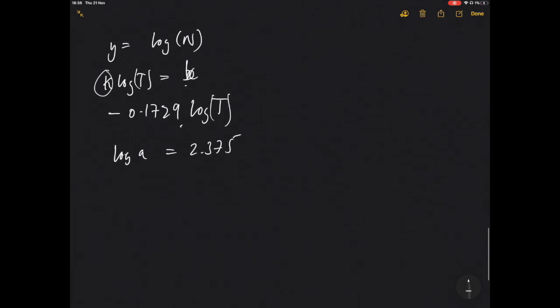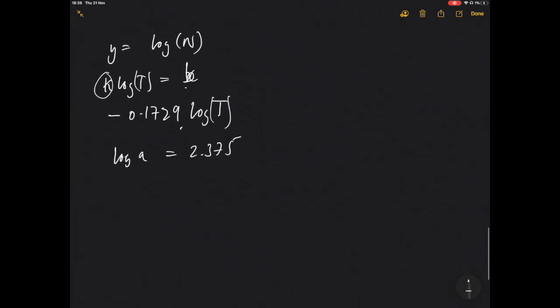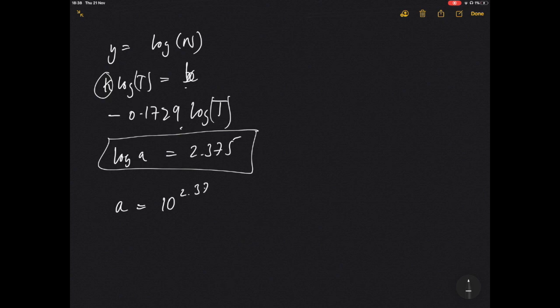So all we have to do now is a little bit of tidying up. So first of all, we'll solve for a. So we can say that a equals 10 to the power of 2.375. Therefore, a equals 237.25.